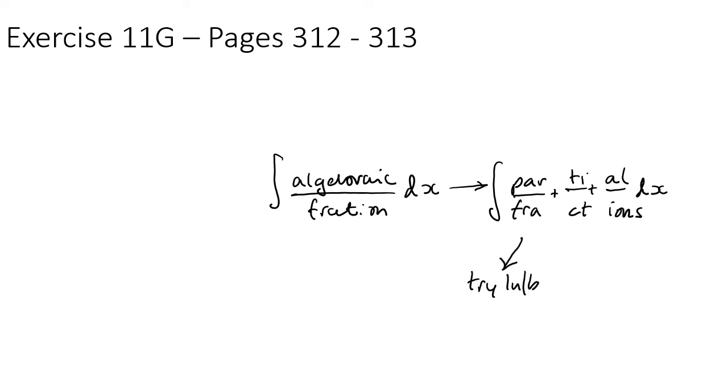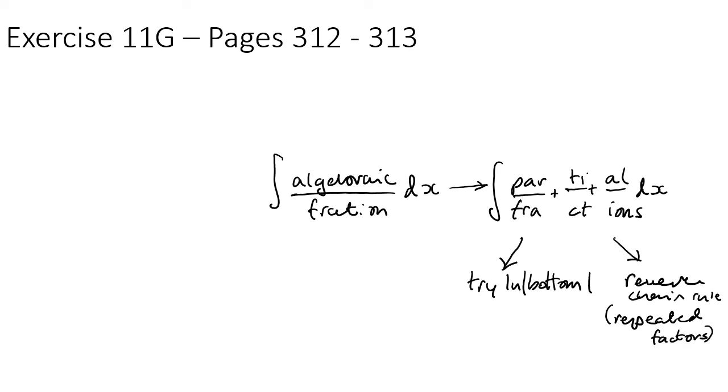Remember the two things you'll probably do will be trying log of the bottom, make an adjustment, or it may be that you use the reverse chain rule. But you'd only use the reverse chain rule where you've got repeated factors, which means you've got like x squared or x cubed at the bottom, which you can't do by doing log of the bottom. That's it.